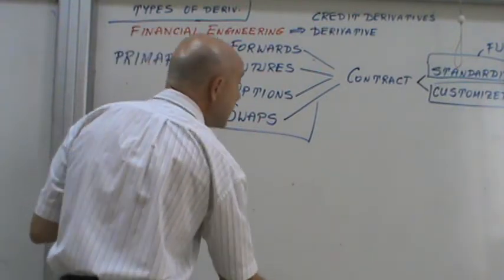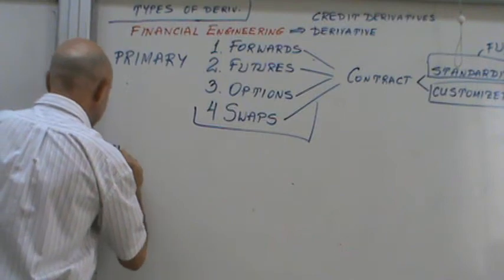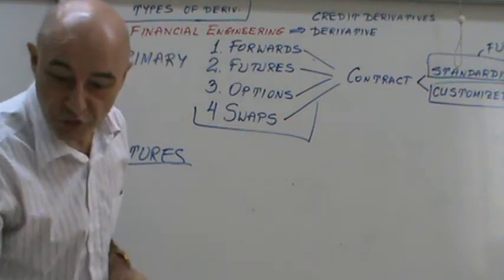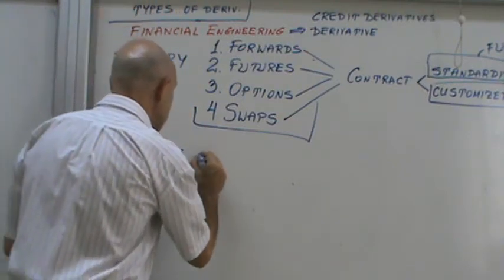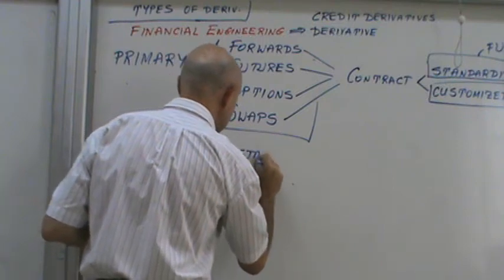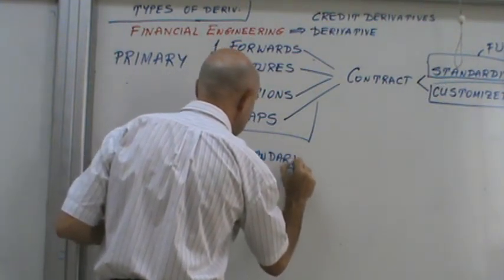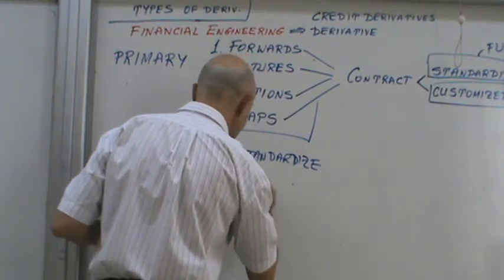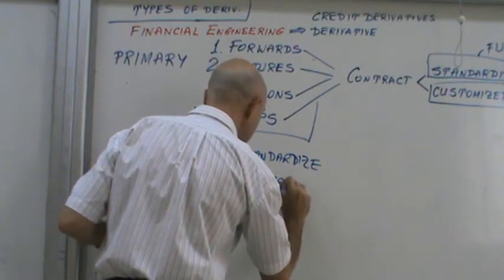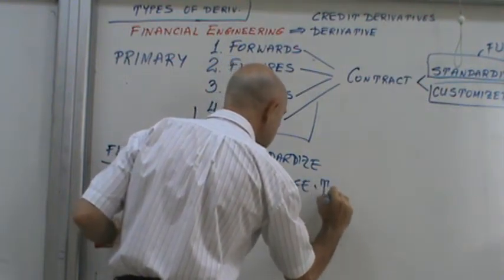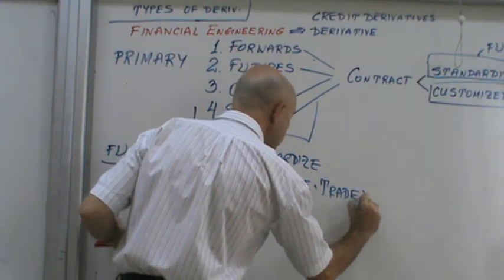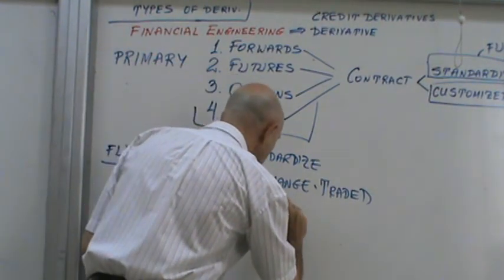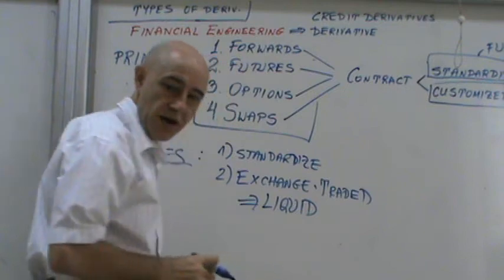All right, back into this here. So, futures contracts first are standardized. Second, they are exchange traded. Because of that, they are usually very liquid.